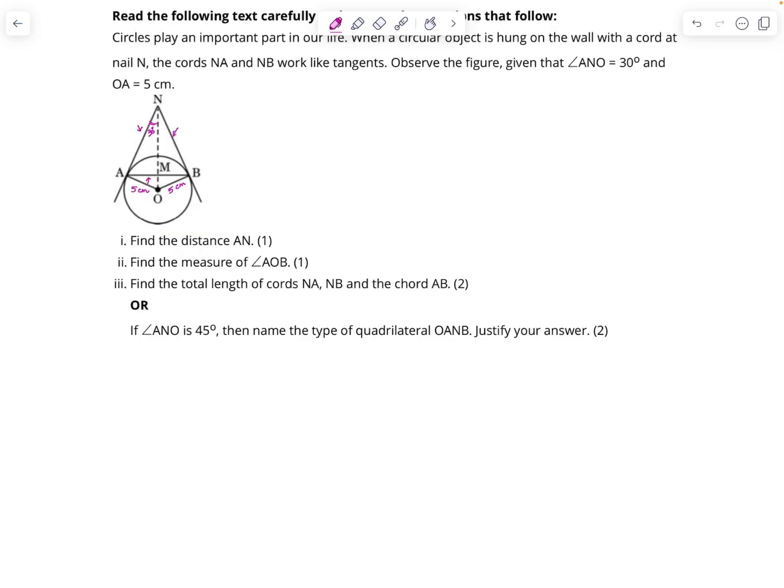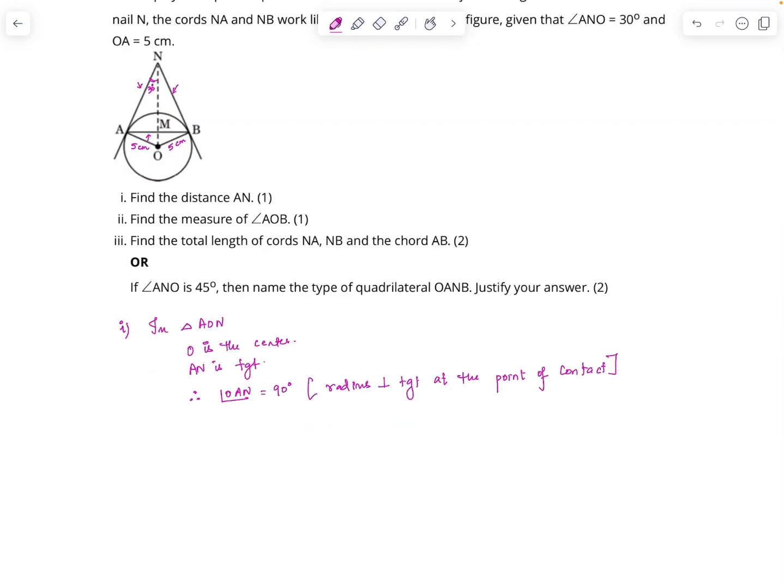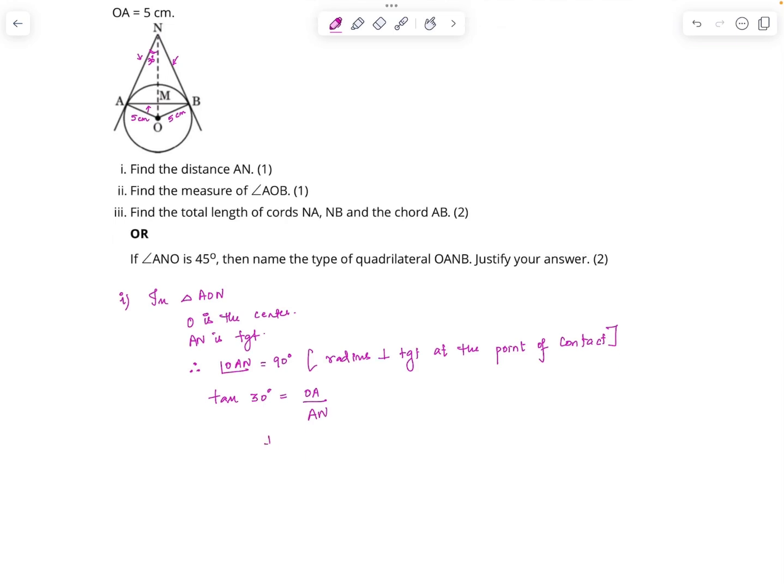To get the distance AN, let's consider the triangle AON. O is the center of the circle, AN is the tangent. Therefore, angle OAN is 90 degree. The reason being, radius is perpendicular to the tangent at the point of contact. In this triangle, we have one angle and one side. Tan 30 is OA upon AN. 1 upon root 3 is equal to 5 upon AN. So AN is 5 root 3 centimeter.